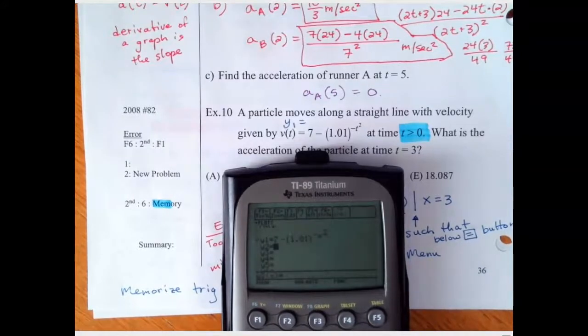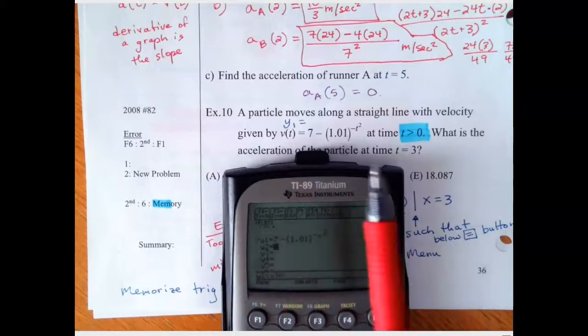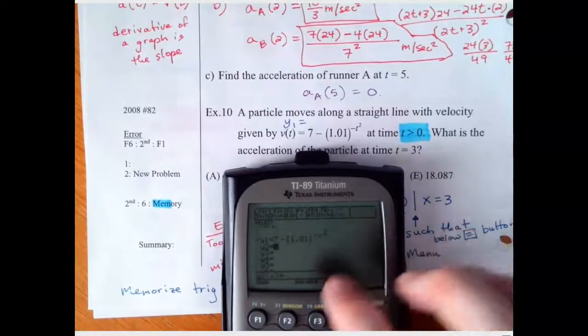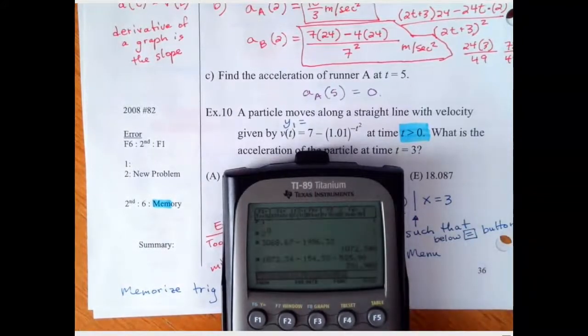And so when you type something in your calculator, you want to make sure that you look and see, is that basically the same thing? We can use x instead of t. That's not a problem. I don't know if using t right there, I'm not sure what that does. I've never tried that. But all right, so we've got that in there. You want to make sure you hit enter and go down the next line. Then go to the home screen.